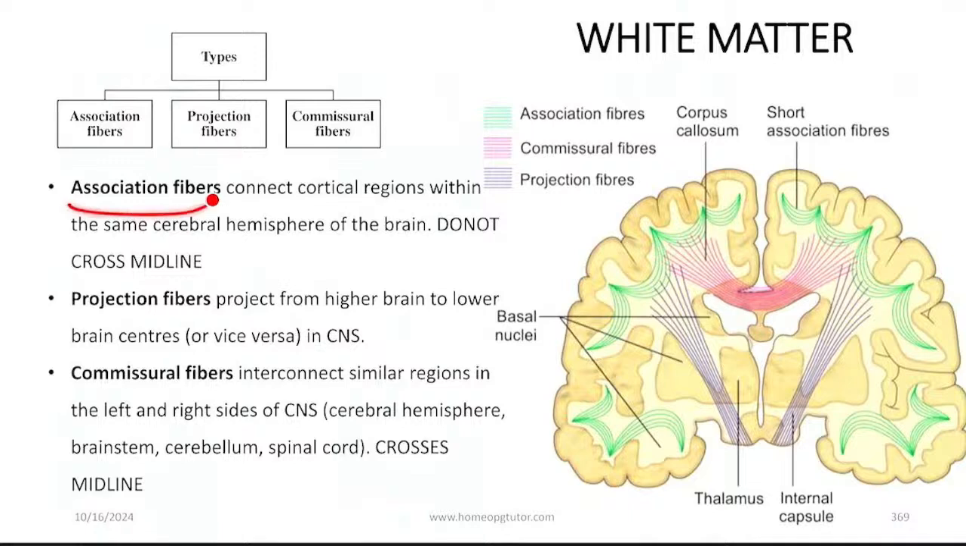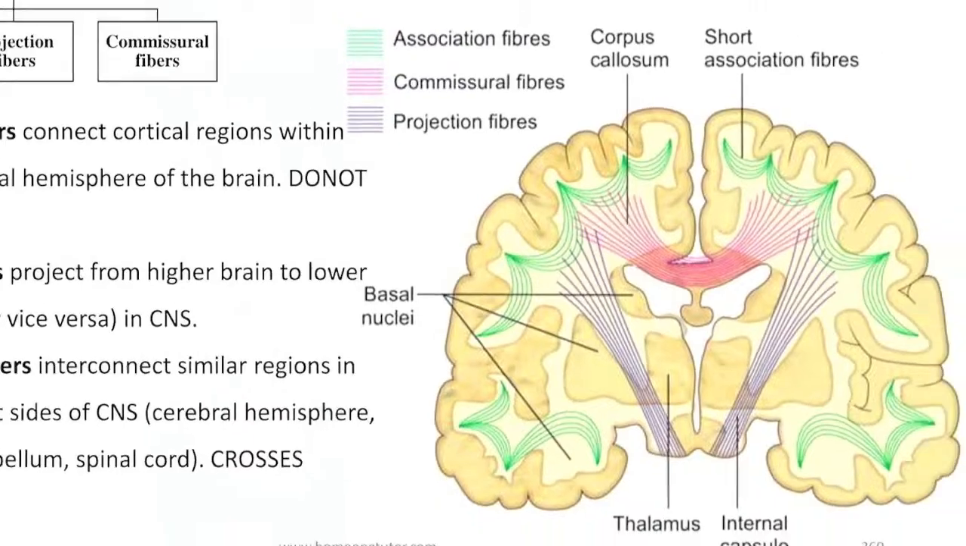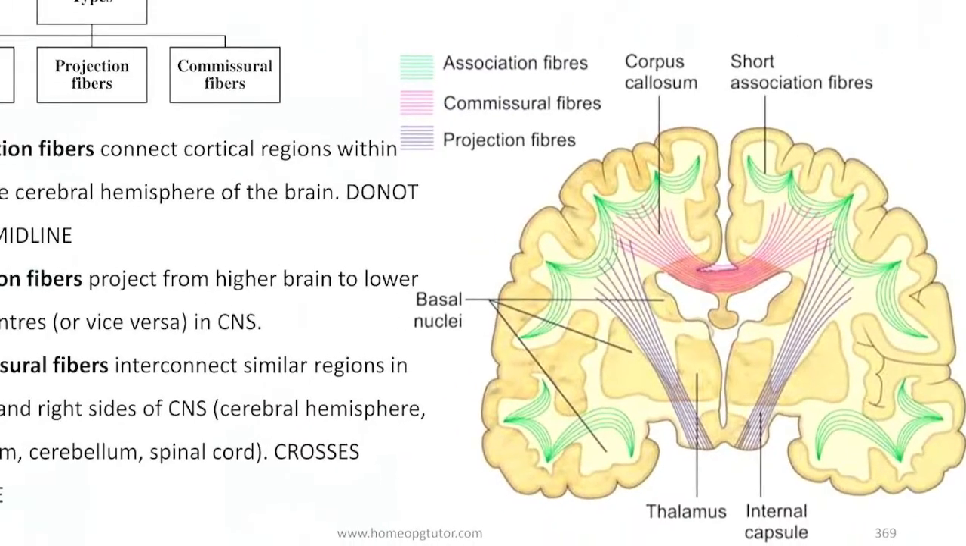Other ones are association fibers and projection fibers. Remember, the association fibers do not cross the midline. And what does it do? It connects the cortical regions within the brain. Within one hemisphere only, it connects the different parts. Like you see in this figure, the green colored lines are the ones which connect the cortex with each other, right?